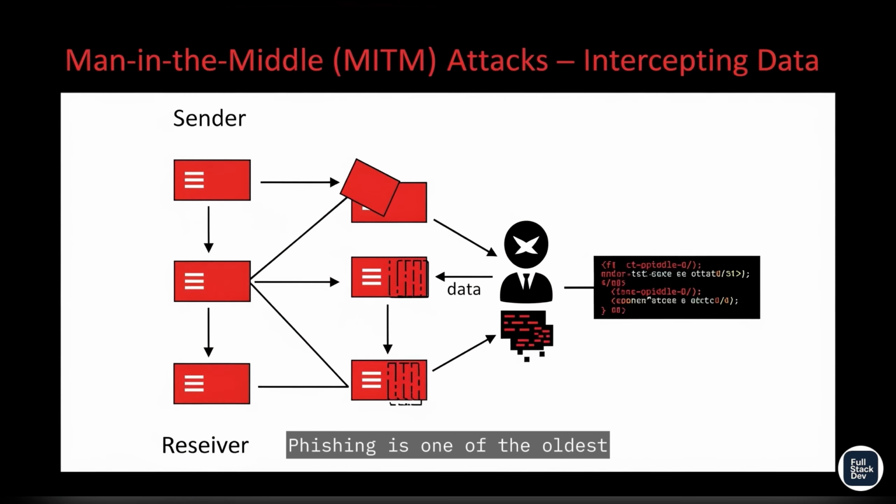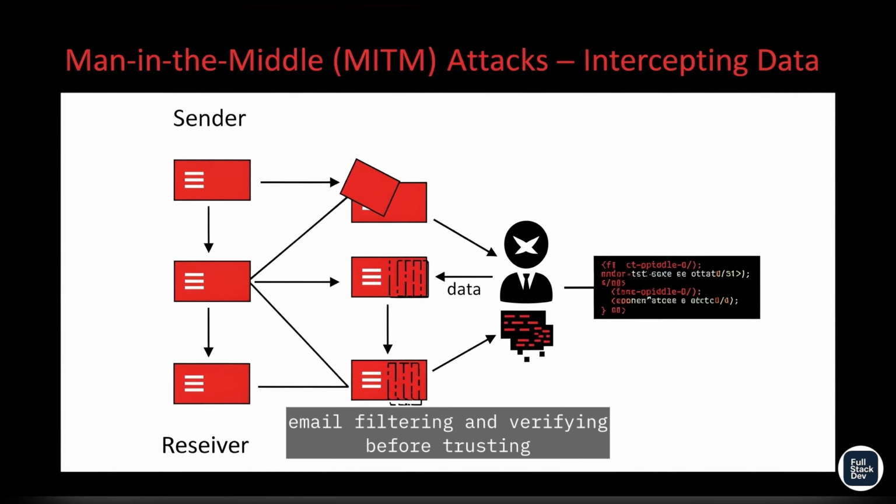Phishing is one of the oldest and most common forms of cyberattack. It relies on tricking people, not machines. An attacker sends an email or message that looks legitimate, often from a bank, social platform, or colleague. The goal: to get you to click a link, enter your credentials, or download a malicious file. The best defense is awareness, email filtering, and verifying before trusting.